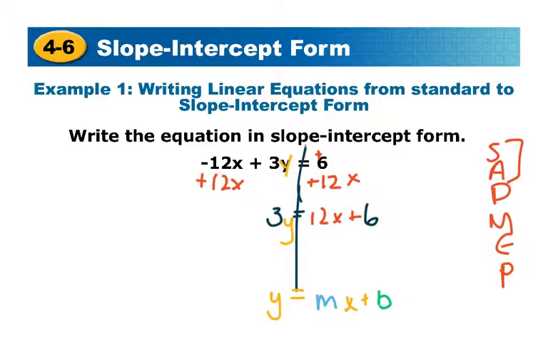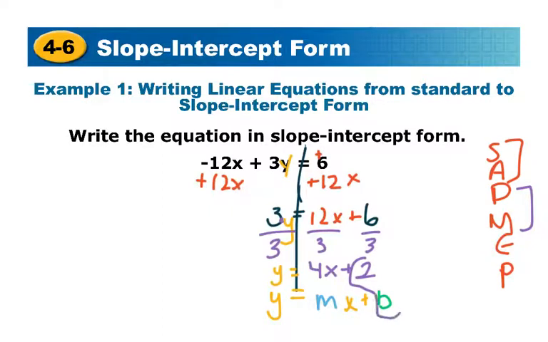All right, then our next step is going to be to move that 3. So that 3 is in the division multiplication step. So we're going to undo the multiplication with division, and of course every number is divided by 3. So when we get to our answer here, we are going to have y equals, and 12 divided by 3 is going to simplify to be 4, and then 6 divided by 3 is going to simplify to be 2. So we know very easily that 2 is our y-intercept, and 4 is our slope.